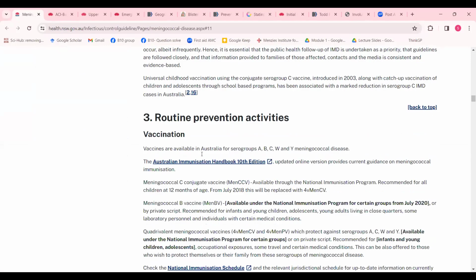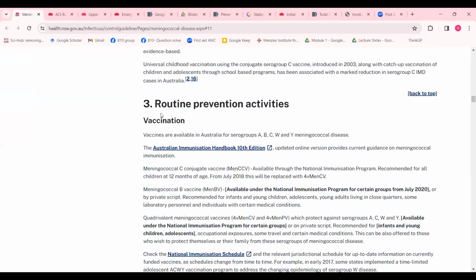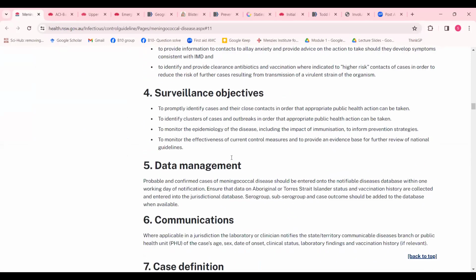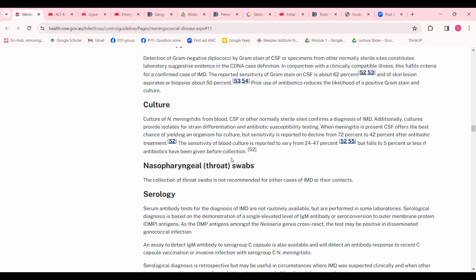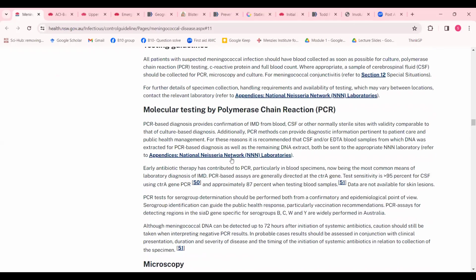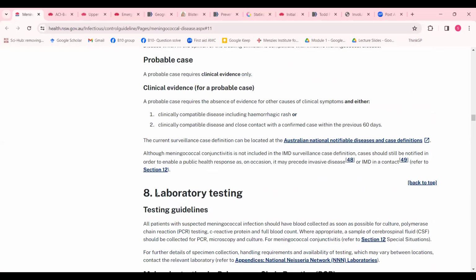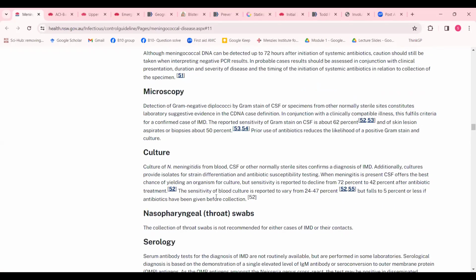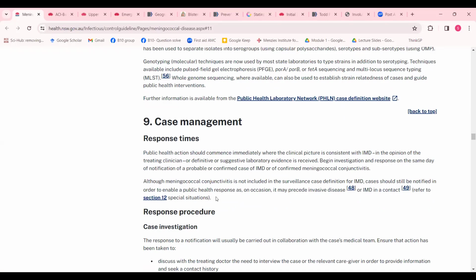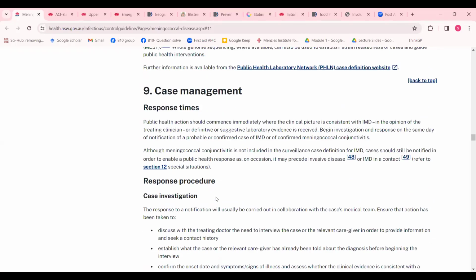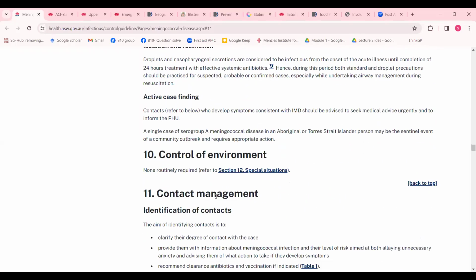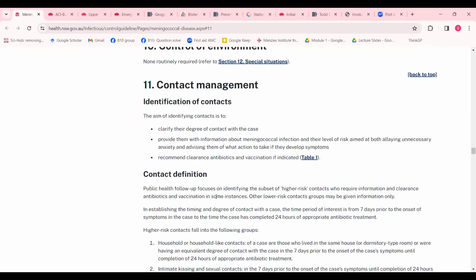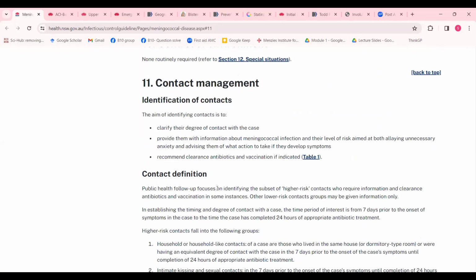It will take a lot of time. And vaccination, what is the vaccination that is given? Everything is given here. Also, how do you detect? Lab testing. I'm just walking you through this to make you familiar with all these things, because I'm assuming you are dealing with this for the first time. Then contact management. This is the one relevant for post-exposure prophylaxis.